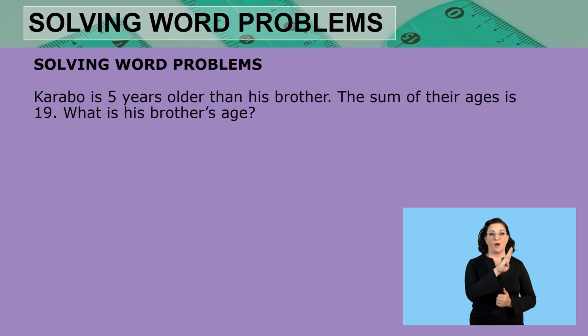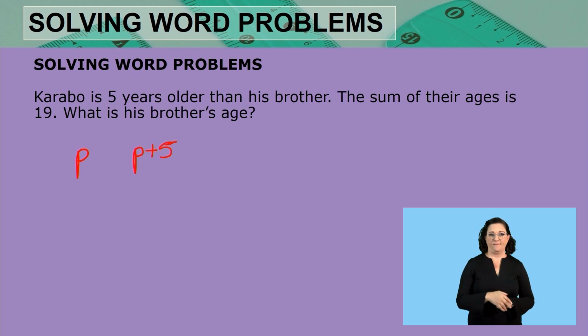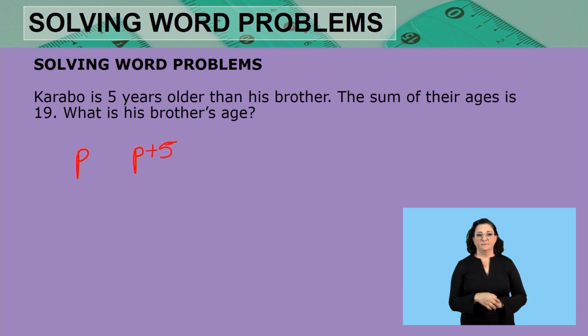So Karabo is 5 years older than his brother. So let's say that his brother's age is p. Now, we don't know how old Karabo's brother is, but we do know that Karabo is 5 years older than the brother. So if the brother's age is p, then Karabo's age will be his brother's age plus 5. So whatever his brother's age is, Karabo is 5 years older. So we are going to add 5 to the brother's age.